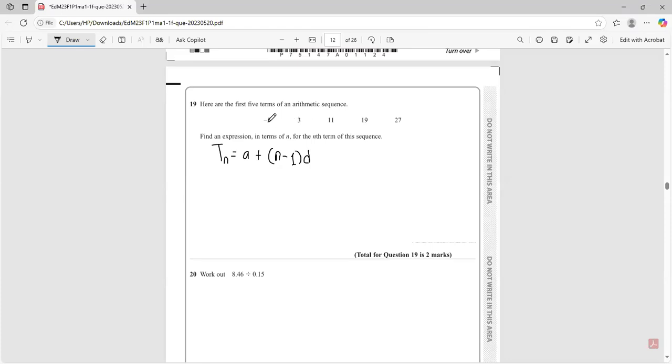Now, it may look difficult at first to find the number from here to here, but let us look at 3 and 11. You see that 3 plus 8 is 11. 11 plus 8 is 19. 19 plus 8 is 27. So my common difference is what? 8.